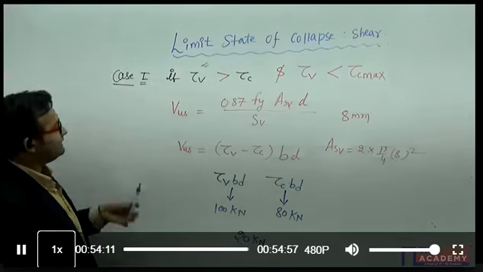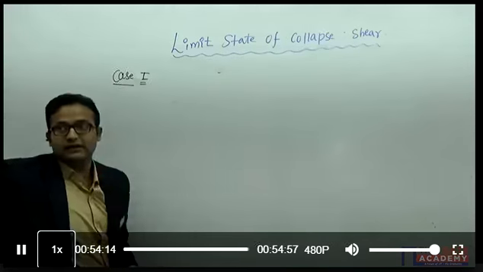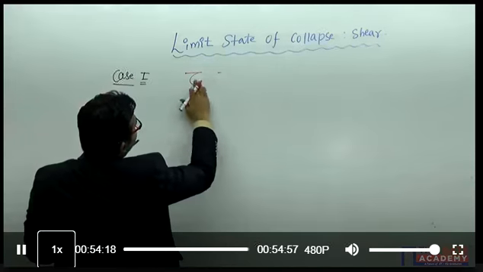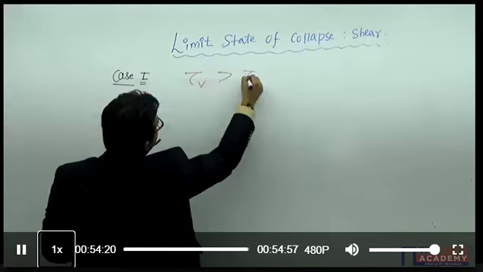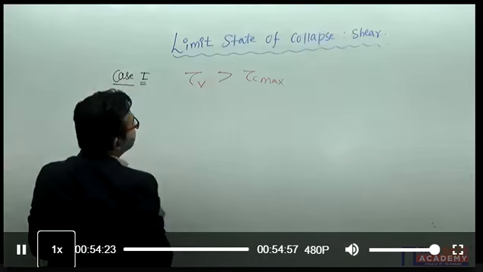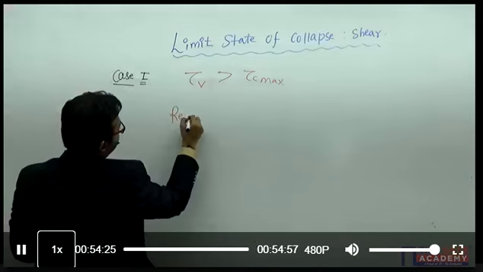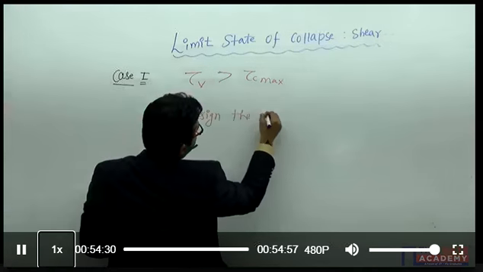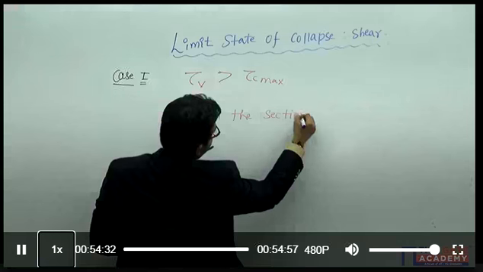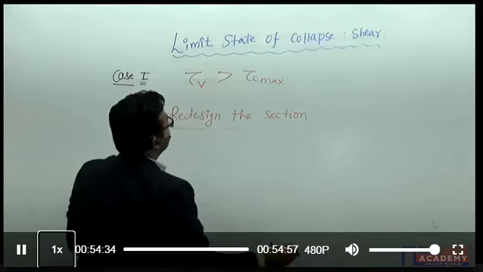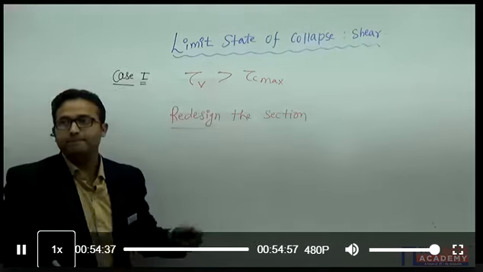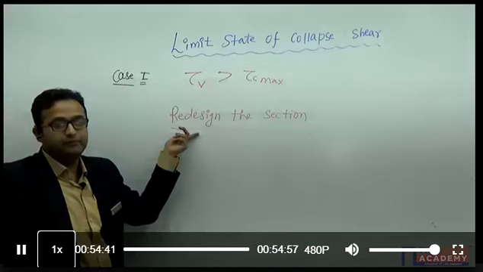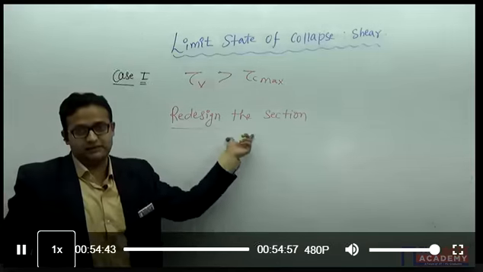Right? Now the third case is if your tau v is greater than tau c max, then redesign the section. If you are facing this problem, then definitely we need to redesign our section. Okay?